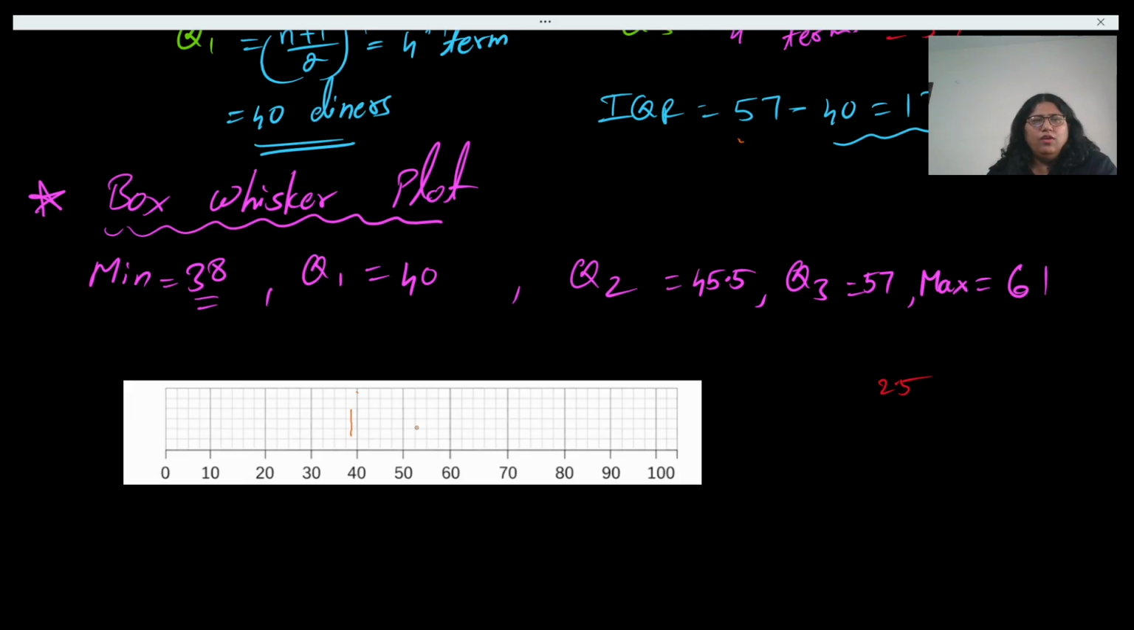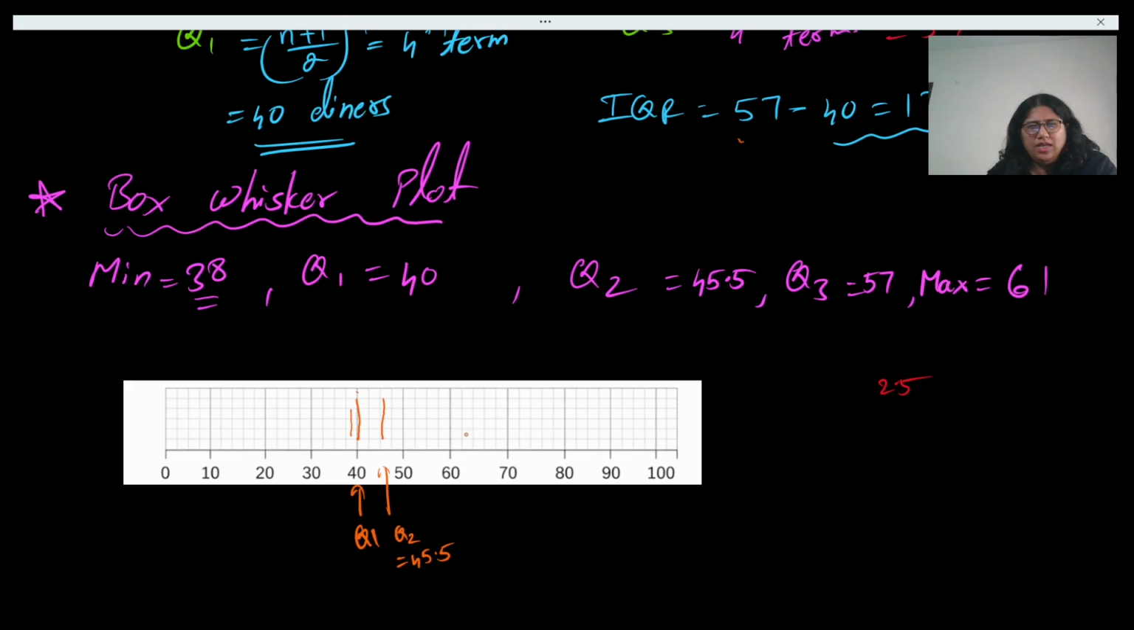Then you need to mark 40 as Q1. So I can take it from here to here as Q1. So this place is going to be your Q1. Then Q2 you are going to mark as 45.5. So in the middle it's 45. So from here to here, if I take it, it is going to be 45.5, which is Q2, which is going to be your median.